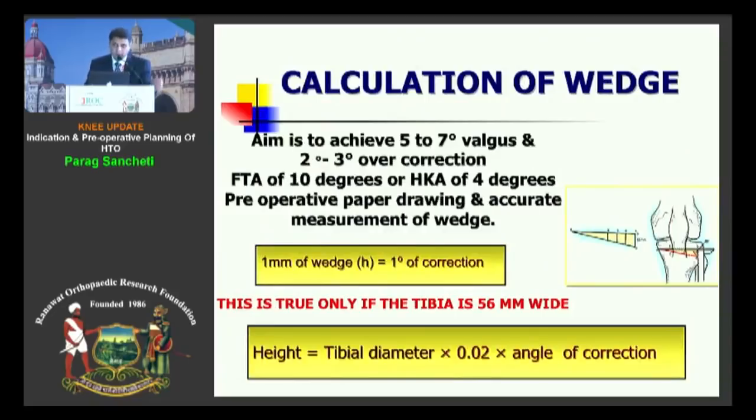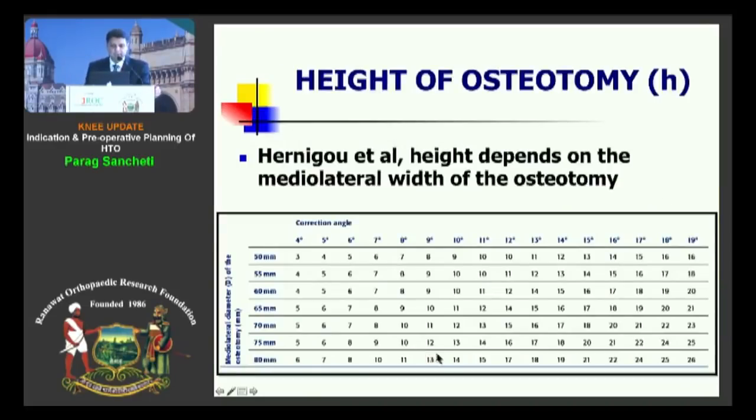Whenever you're converting that angle to your height, if, let's say, the angle is 12 degrees, then you're going to get a wedge of 12 millimeters you've got to open. But this is true only if your tibia is 56 to 59 millimeters wide. Otherwise, you've got to apply this formula. And this has been described very well by Hernigou, where he gives us a complete chart. If it is 9 degrees and the width of your tibia is 60 millimeters, then actually you will need 9. But if it is 70 millimeters, then the height you have to take is going to be 11.